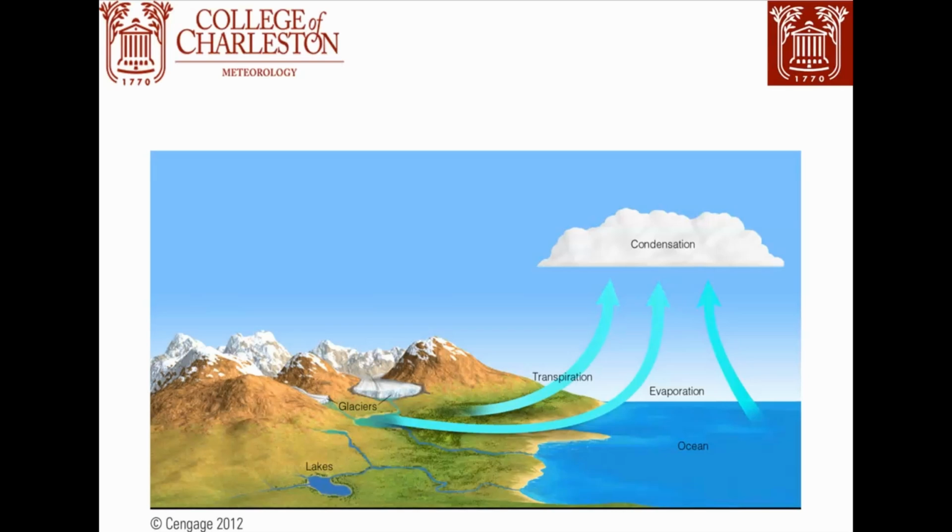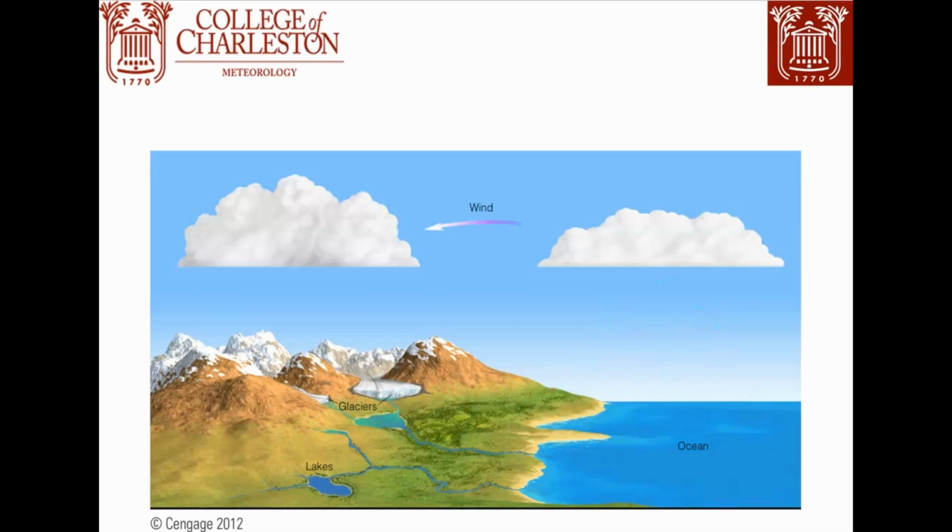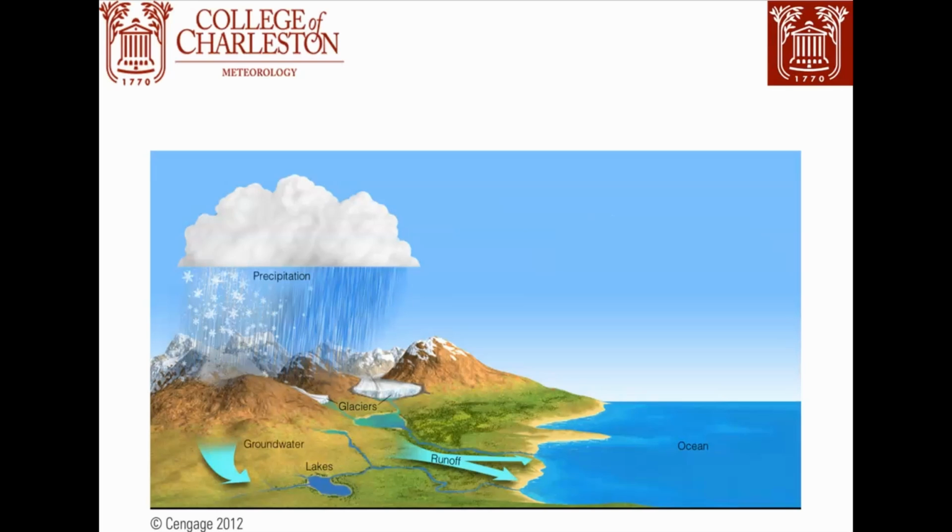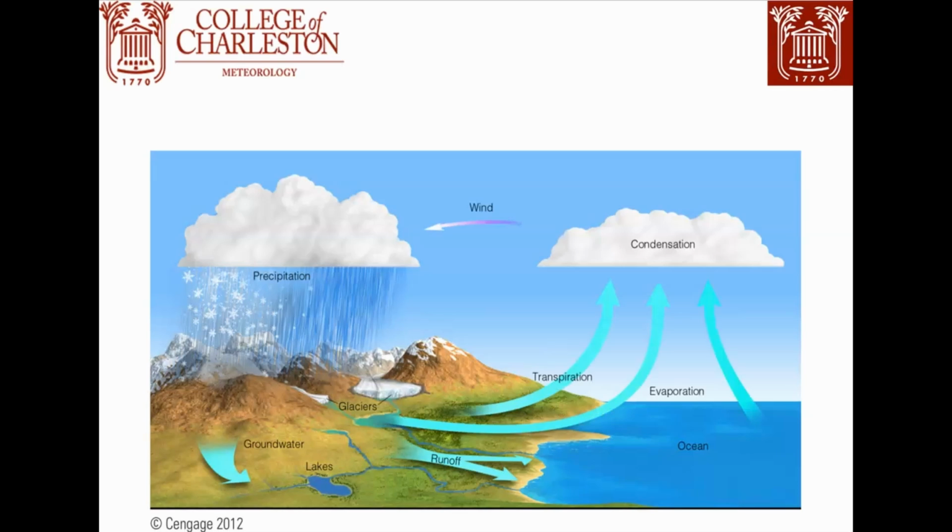As this air rises, it condenses to form clouds. The wind in our atmosphere moves these clouds over land, leading to precipitation. And as rain and snow accumulate on the ground, they produce water for lakes while producing runoff back to the ocean, completing our total cycle.